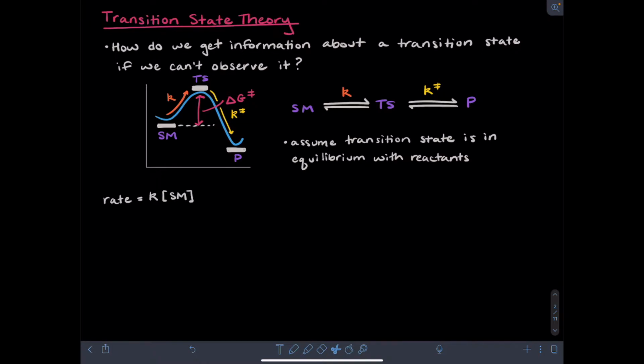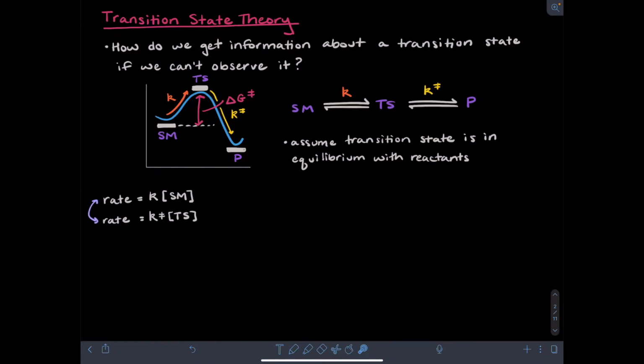If we wanted to look at the rate for this reaction, going from starting material to product, our rate law could be written as the rate being equal to the rate constant K times the concentration of starting material. This is the rate at which starting material gets converted into the transition state. Alternatively, we could write this rate law as being equal to K double dagger times the concentration of the transition state. This is a rate law just looking at the second step, going from the transition state to the product.